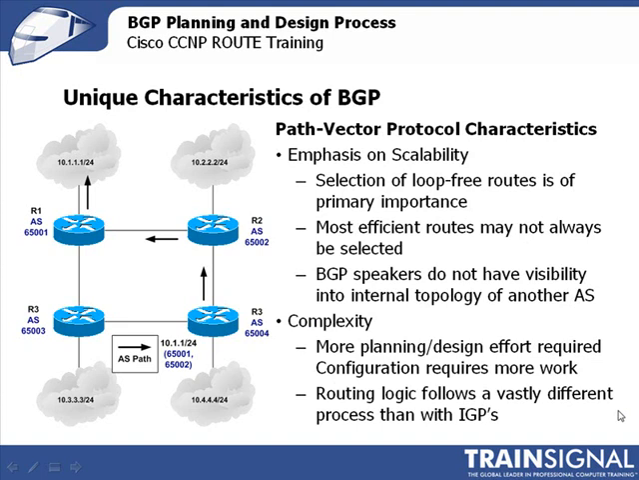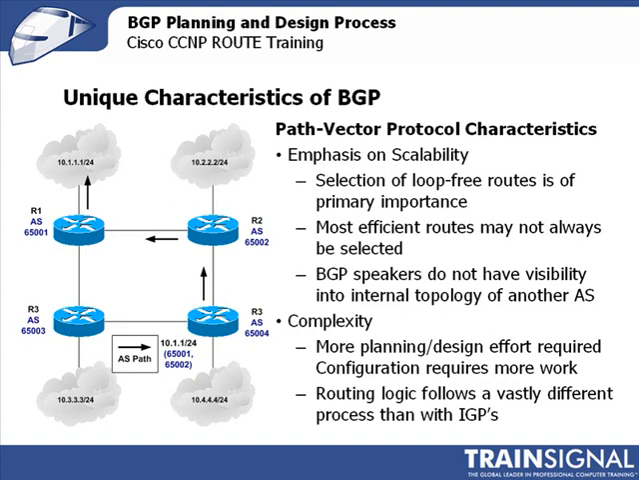The emphasis on path vector protocols is scalability. In other words, if you recall that EGP could not detect routing loops, that was one of the things BGP was designed to do. Selecting a loop-free route is the primary function and importance in BGP. As a result of that, the most efficient routes may not always be selected. Now, there are ways to manipulate routing, which we'll talk about later in our advanced configuration lesson.